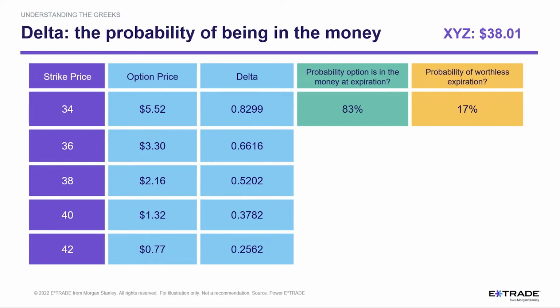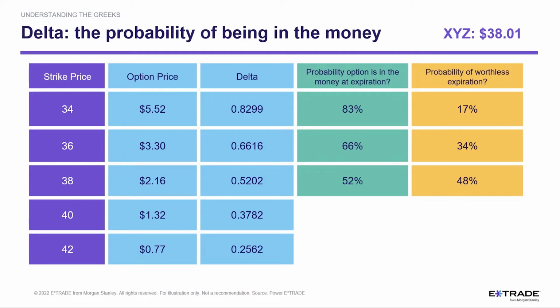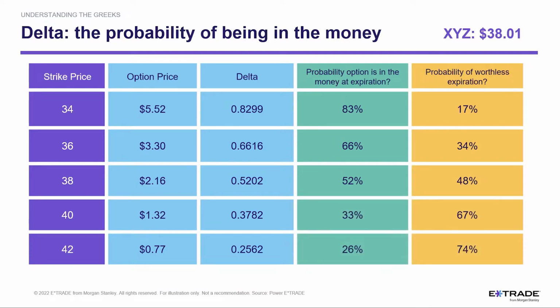So a relatively deep in the money call option in this case has a relatively low likelihood of a worthless expiration. And when I say relatively, I mean relative to the rest of the scale of the options that we have on our chart here. So with a 66 delta, that implies a 34% chance of a worthless expiration. And the probabilities get more onerous as we go up.